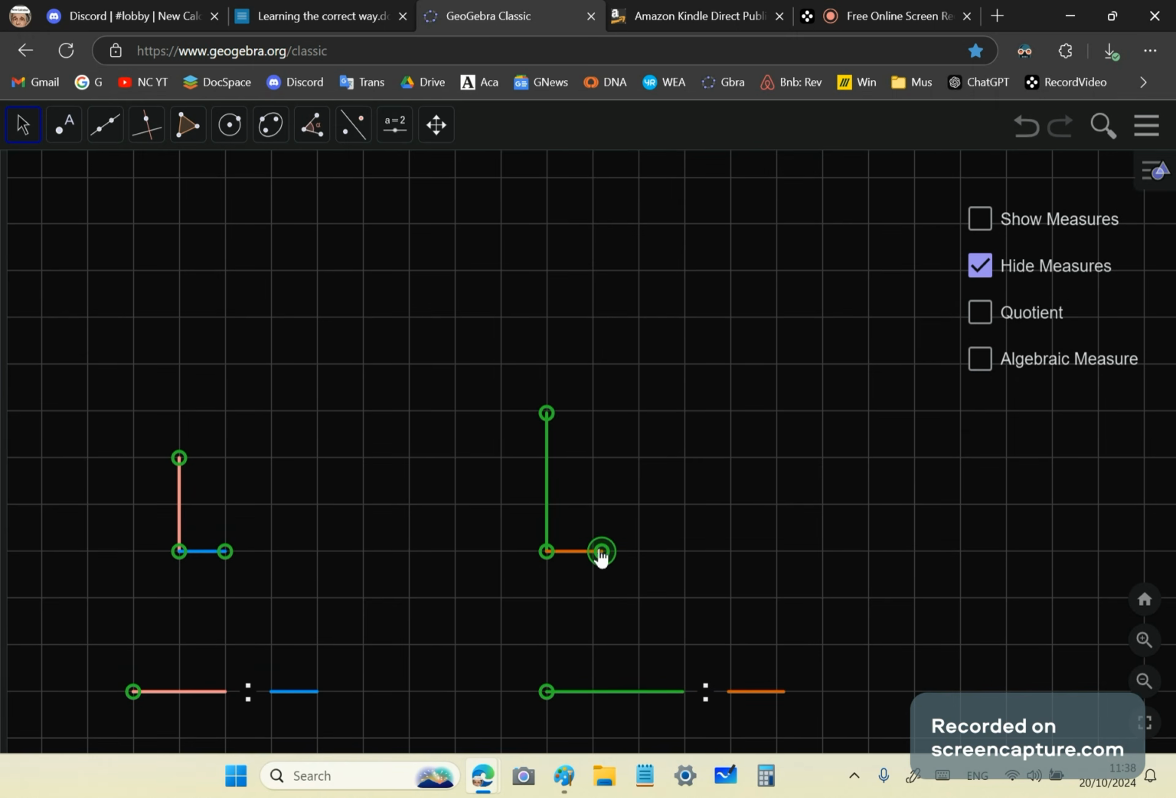2 times 3 would have been that, right? But remember, now we'd have to switch this ratio. So this would be 3, and this would be 1, like that, right? 3 and 1. Okay. And now we just do a quotient, right?